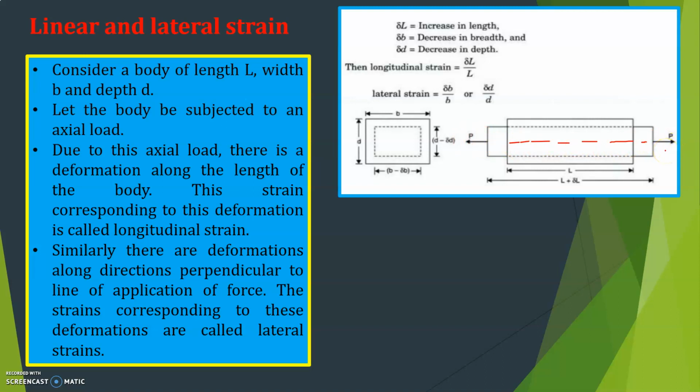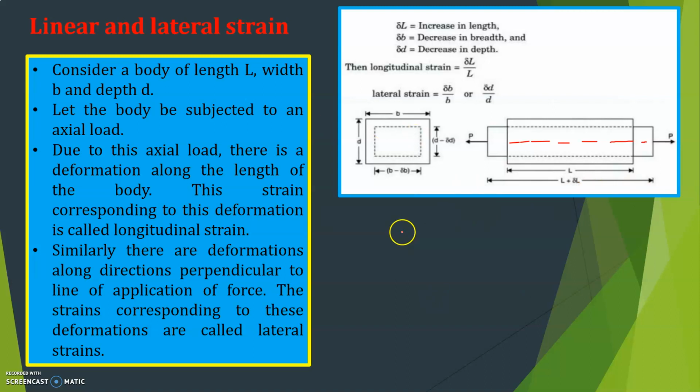Due to this axial load, there is a deformation along the length of the body. The strain corresponding to this deformation is called longitudinal strain. When there is a tensile load, that is, a pulling load, there will be an increase in the length. This is the original length, but after the application of the axial load, there will be an increase in the length to L plus delta L. This deformation is called longitudinal strain or linear strain or primary strain, meaning it is along the line of the axis. When the load is applied along the line of the axis, the deformation also happens along the direction of the load.